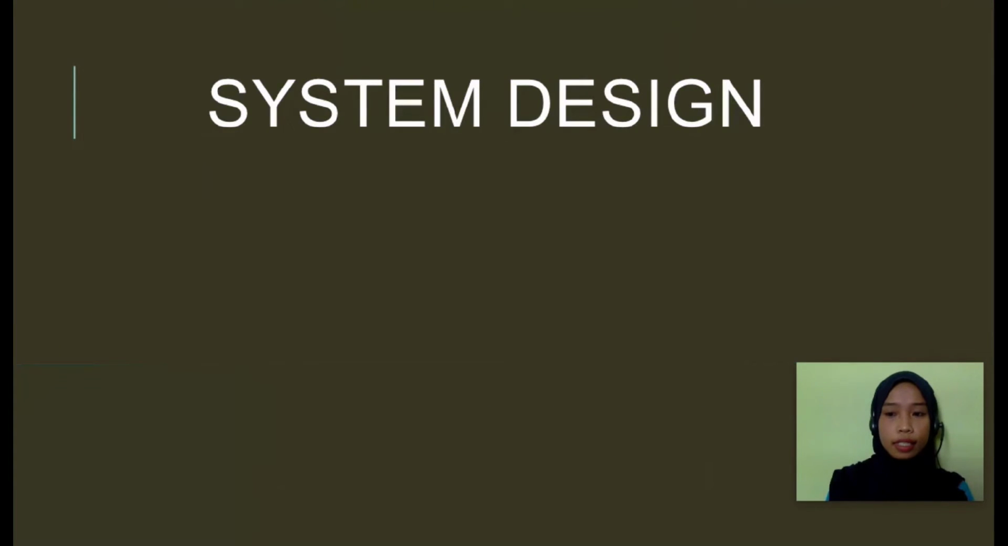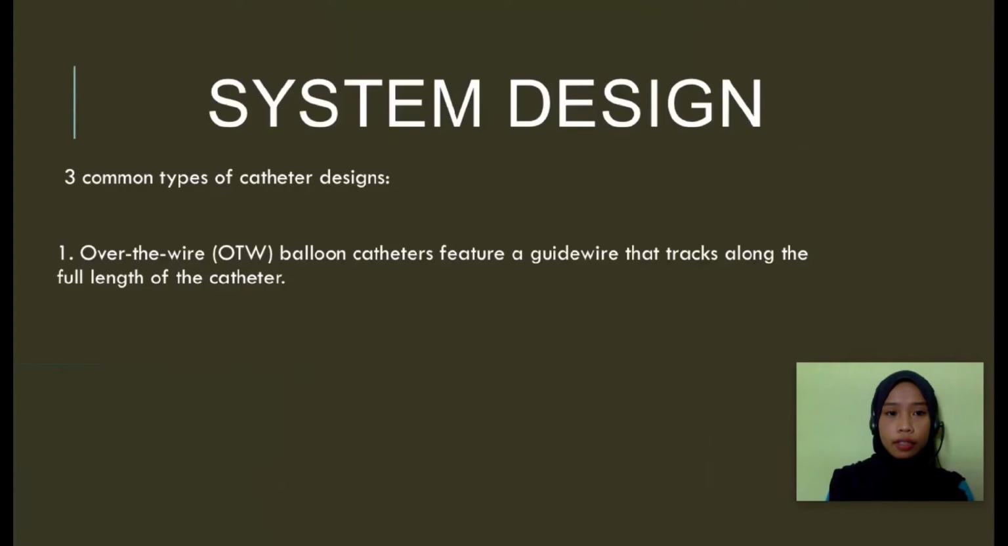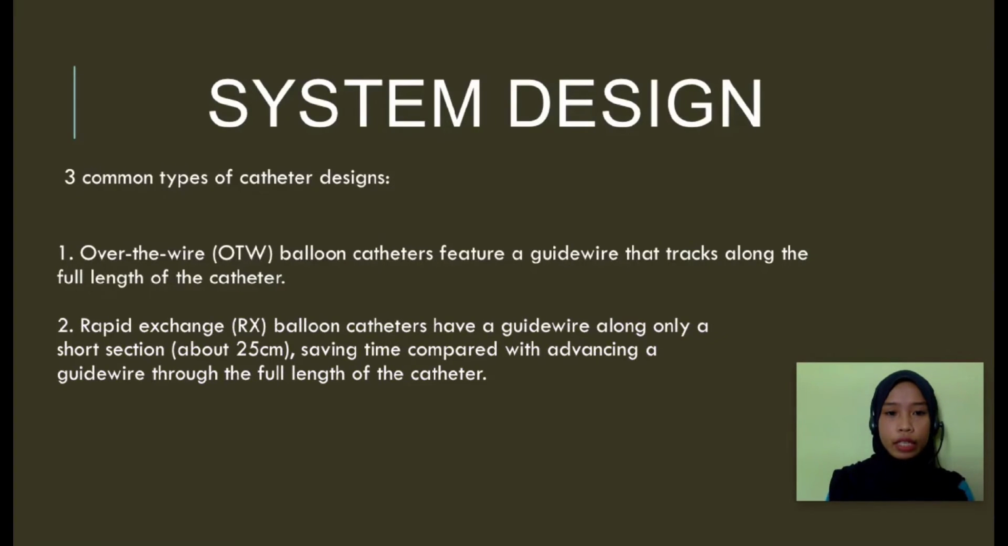So we go to the system design. There are three common types of catheter designs. First is over the wire. Balloon catheters feature a guide wire that tracks along the full length of the catheter. The second is rapid exchange. Balloon catheters have a guide wire along only a short section, saving time compared with advancing a guide wire through the full length of the catheter.